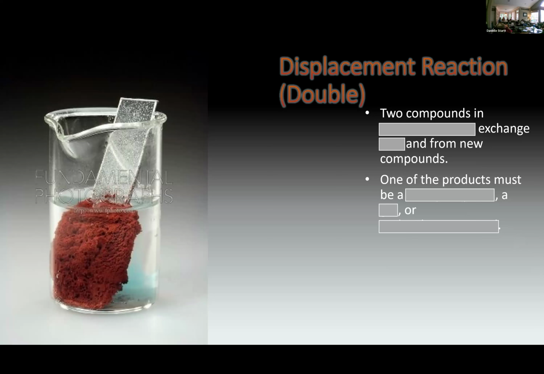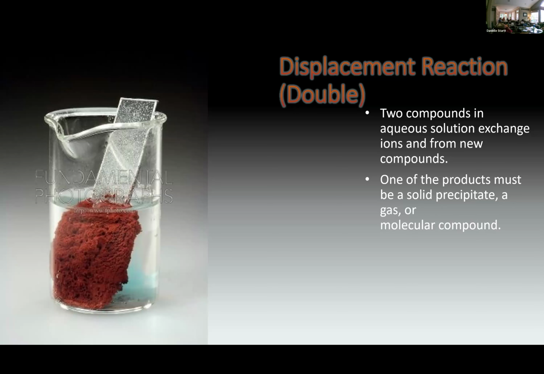So in this one, two compounds, what do we want? In aqueous solution, it has to be in solution, okay? Exchange what? Kind of ions. All right, so two compounds exchange ions. What's an ion? A charge, an atom with a charge, basically, right? Okay. And one of the products must be what? Do we know what we get from these? So one of them has to be a solid precipitate, a gas, or a molecular compound. So these are your results with double displacement reactions.